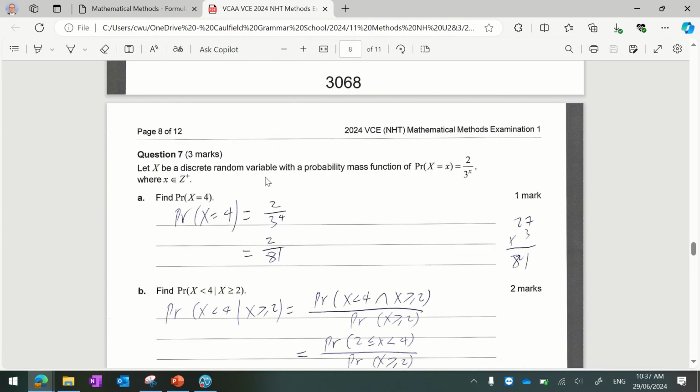So that's done. Question 7, another probability question. X is a discrete random variable. The probability density function is 2 over 3 to the power of x. X is a positive integer, so it can't be 0, can't be negative, can't be decimal. It's an integer and it's positive. That is integer. Plus means positive. And so probability of x equals to 4 is you just sub 4 into the function. So that is the answer.